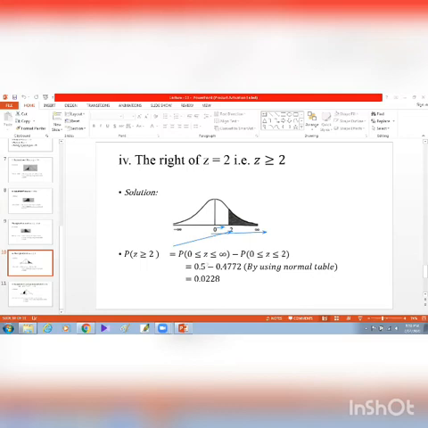Then we get from normal table 0.5, and the probability of 0 to 2 equal to 0.4772. After subtracting we get 0.0228. So the required probability of z greater or equal to 2 is 0.0228.